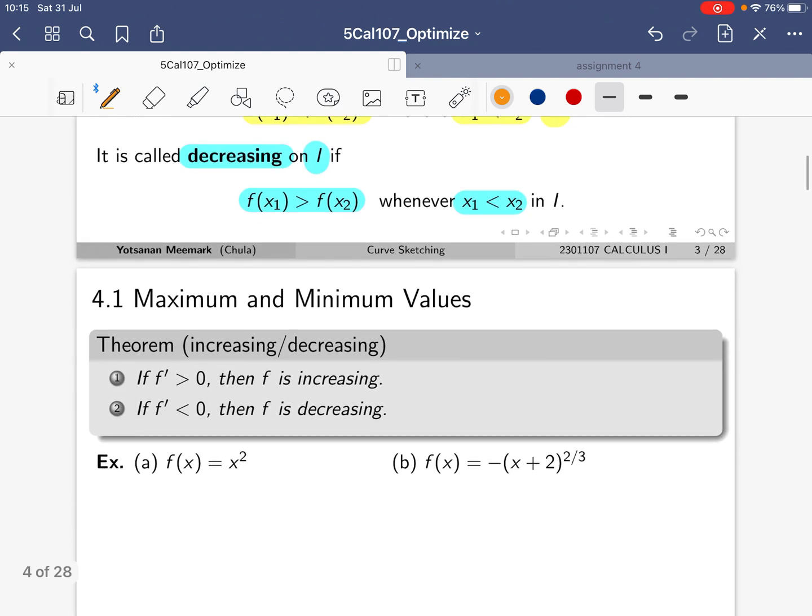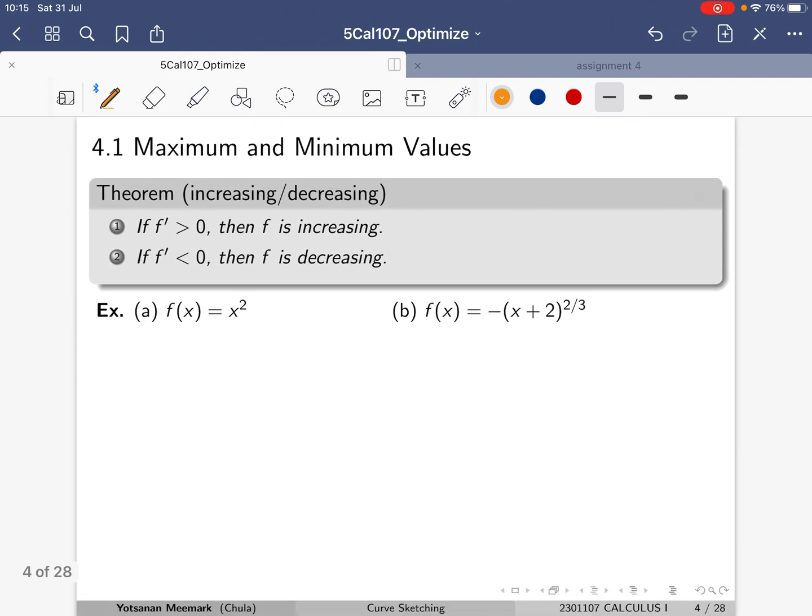So we got this theorem, and the theorem says that if your f prime over some interval is positive, then your f over that interval is increasing. On the other hand, if your f prime over that interval is negative, then your f over that interval is decreasing.